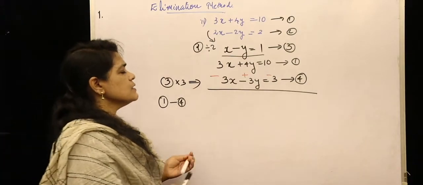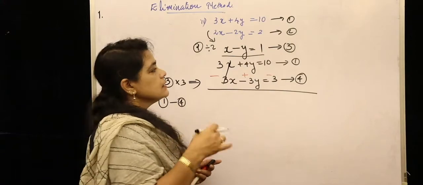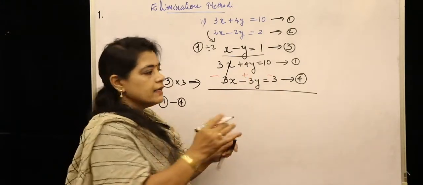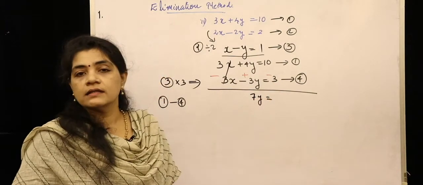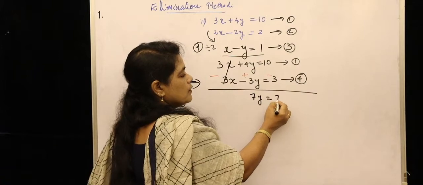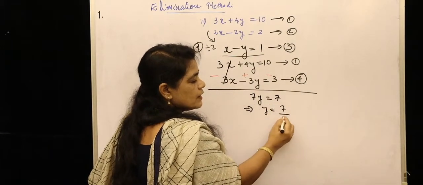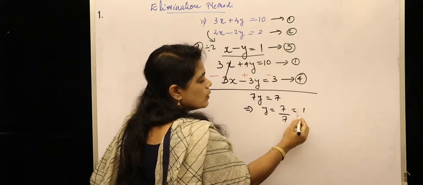So in the next step, see children, 3x and minus 3x get cancelled. 3y and 4y are both positive, so we add them and get the variable. And 10 minus 3 is 7. This implies y is equal to 7 by 7. That is, we now have the value of y as 1.